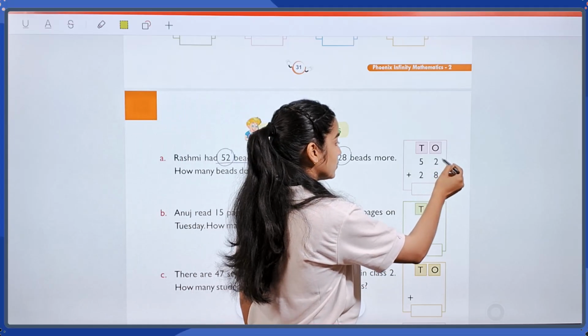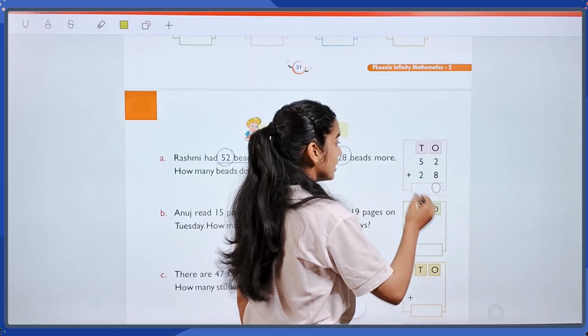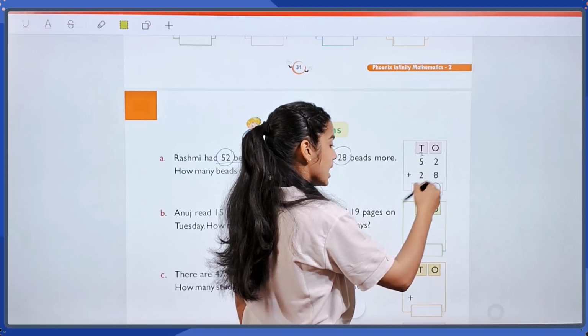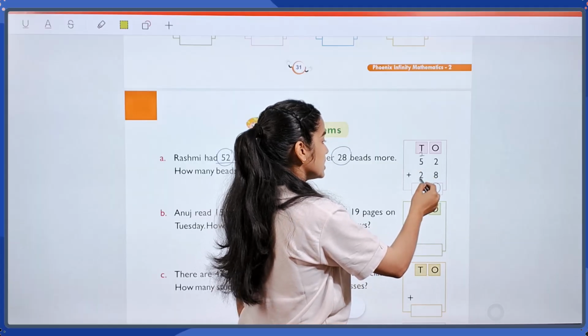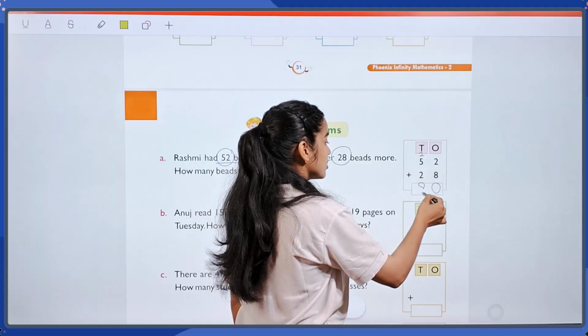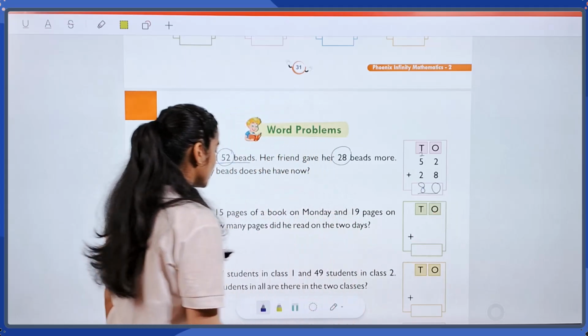So first we add 2 and 8. Our answer will be 10 and 1 should be on top of the other addends. 5 plus 2 is 7. 7 plus 1 is 8. So our answer will be 80.